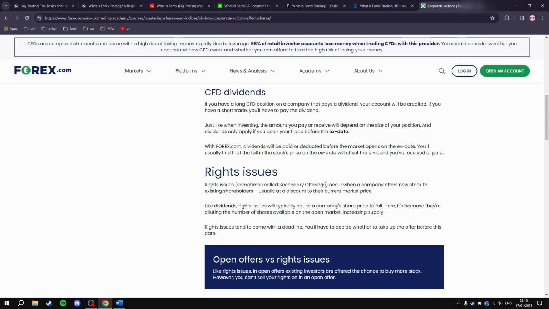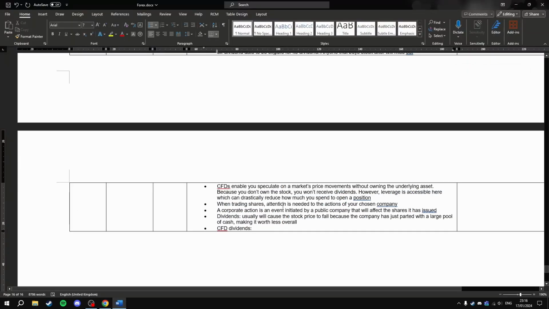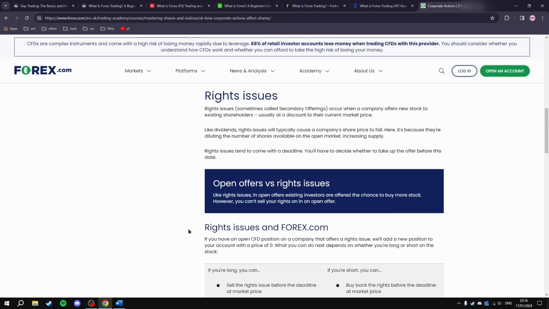You'll usually find that the fall in the stock's price on the ex date will offset the dividend you received or paid. Interesting. So let's delete that. It's not worth it.